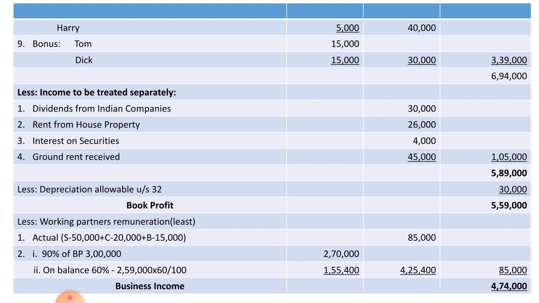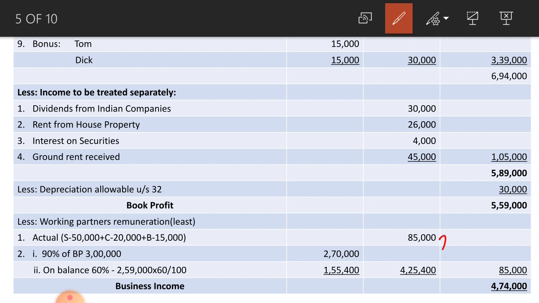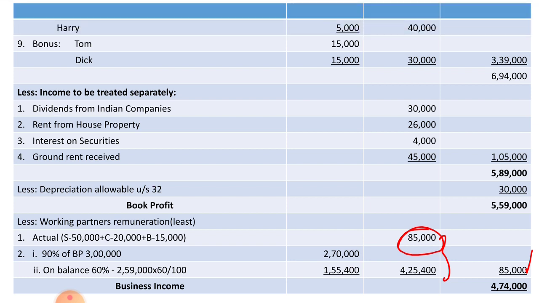And on balance 2,59,000, 60% of that you have to mention. That amounts to rupees 1,55,400. So the total of 90% and 60% of book profits amounts to rupees 4,25,400. Between these two, whichever is less you have to consider. Here 85,000 is less, that is why you have to consider 85,000. So the business income amounts to rupees 4,74,000. This is your business income, 4,74,000.